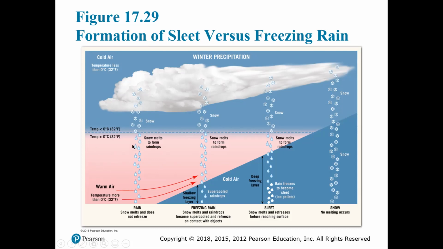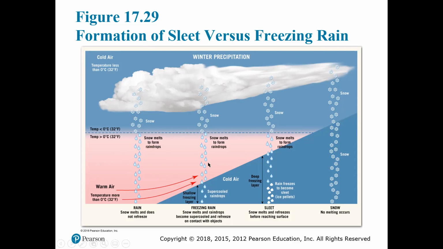But if the snow encounters warm air, it melts to form raindrops. Okay. If it melts as it goes through the upper atmosphere, but it encounters this layer of cold air close to the ground, it becomes supercooled again, and when it hits a substance, it freezes. This is called freezing rain. This is bad. Okay, freezing rain is bad. This is when we get ice storms. Okay, and that's something we're all familiar with around here.